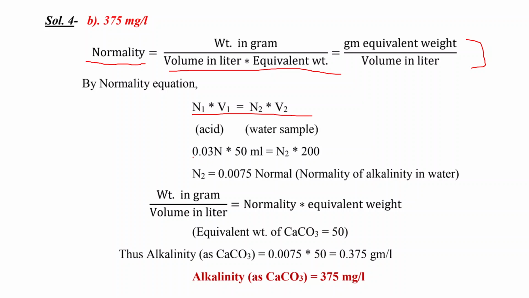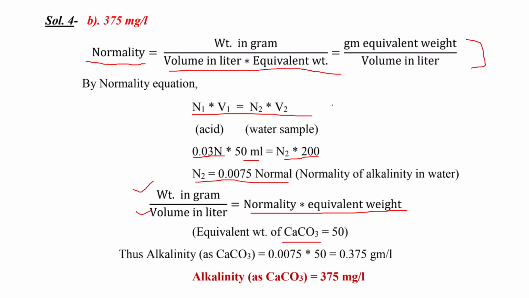So N1 is 0.03 normal into 50 ml. We need to find N2 for the water sample alkalinity, which has been given, into 200. So from here we got normality is 0.0075 normal. Now we need to find out everything in CaCO3 terms. So weight in grams divided by volume in liter is equal to normality into equivalent weight. Equivalent weight of CaCO3 is 50.